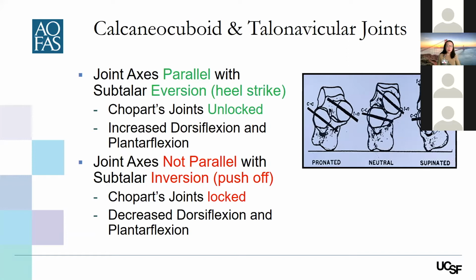So the most important thing to understand is when your subtalar joint is in this everted position, which we had previously talked about, your foot is actually very supple. When the subtalar joint I have in green is everted, your Chopart joints, which are the CC and the TN, are parallel to each other. So basically they're not locked. They're very supple. They can absorb pressure.